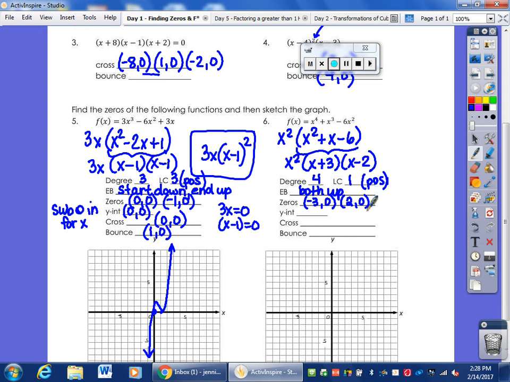Our y-intercept, when we put a 0 in for all of the x's up here, we're going to sub in a 0. That's how you find the y-intercept. You're going to have 0, 0. And then we also have a 0, 0 here. Sorry, forgot about that x squared. The x squared equals 0 is a zero as well.